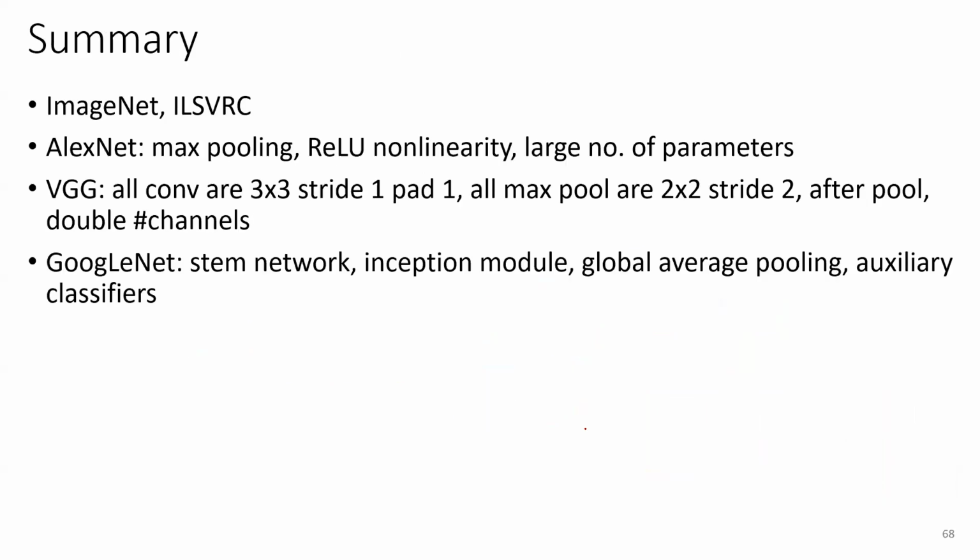So if you summarize all this history, imagine the large-scale visual recognition challenge. We know that AlexNet won that with these operations: max pooling, ReLU nonlinearity, a large number of parameters, and two GPU implementation. VGG said that all convolutions must be 3 by 3, stride 1, pad 1. All max poolings are 2 by 2, stride 2. After pooling, double the number of channels. GoogLeNet: inception module, global average pooling, and auxiliary classifiers. So these were the concepts introduced by these networks.